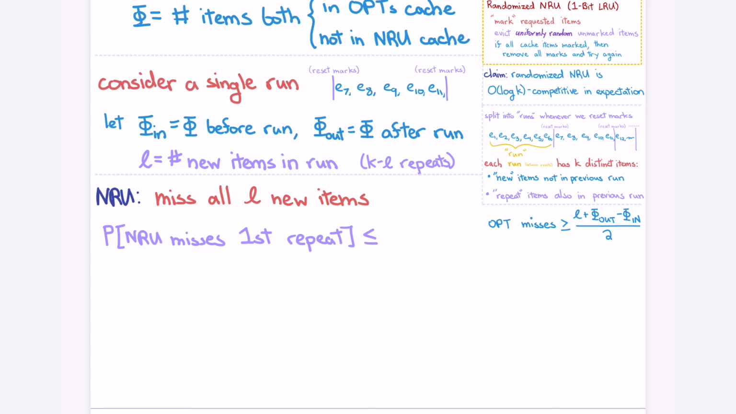I guess in the worst case, all the new items come first and try to kick out as many as possible before the repeat items happen. So if you want, you can just assume that's the case. Now we're randomly kicking things out. So what are the odds we miss the first repeat item? You had K items from the previous round. What are the odds that this particular item survives?